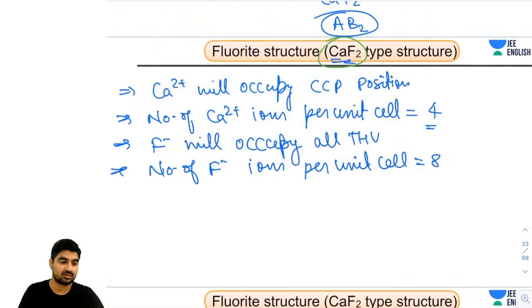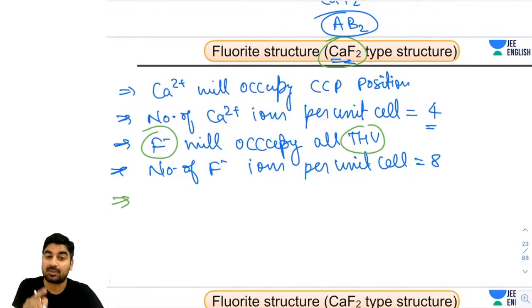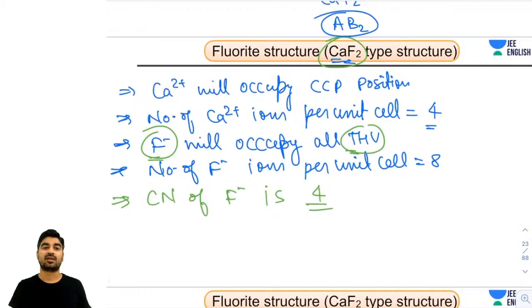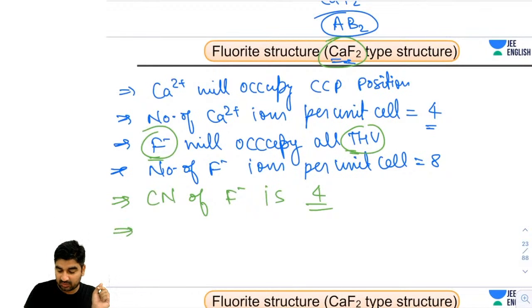Tell me. Now, F- ions are occupying tetrahedral voids, so what is the coordination number of F-? Because F- is going into a tetrahedral void, its coordination number will be 4. Right? Now I'm moving ahead. You know the coordination number of F-. Now the coordination number of Ca2+, you don't know. We will find it using the structure only.